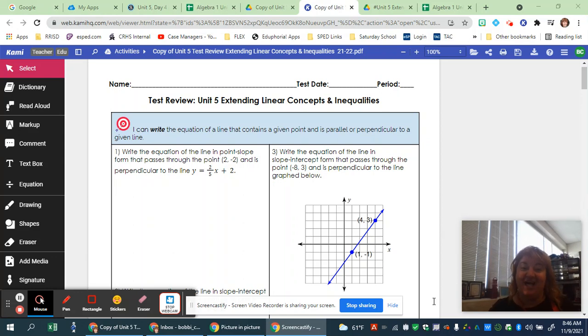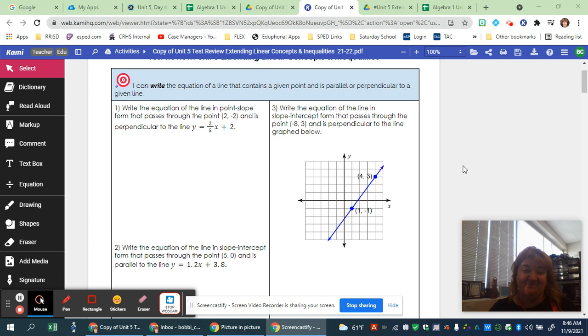Okay, Unit 5 test review. Here we go. Let's get this started. There were 3 parts that we learned for Unit 5. The first part is about writing parallel or perpendicular. So let's make sure that you can write the equation of a line that contains a given point and is parallel or perpendicular to a given line.